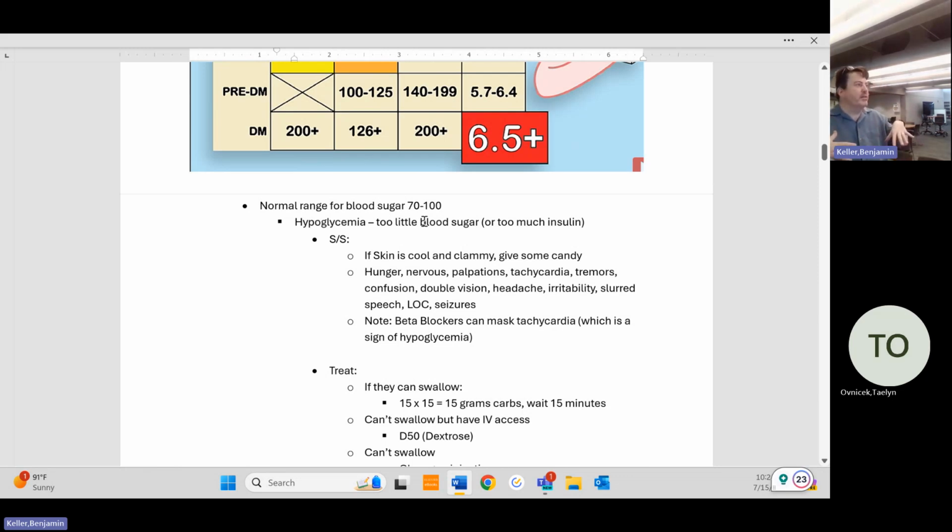When we have hypoglycemia, that is too little blood sugar or too much insulin. And a good way to remember that is, if they're cold and clammy, or cool and clammy, give some candy. If they're cool and clammy, give some candy. You'll see things like hunger, nervousness, palpitations, tachycardia, tremors, confusion. If it gets worse, it's double vision, headache, irritability, slurred speech. If it gets even lower, you get loss of consciousness and seizures.